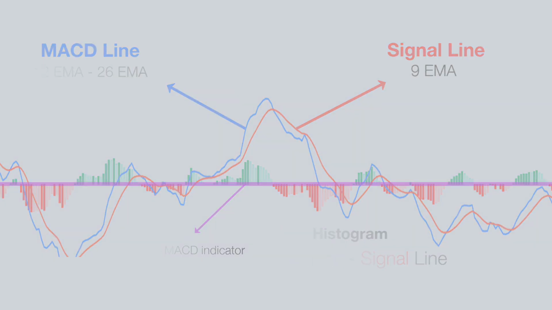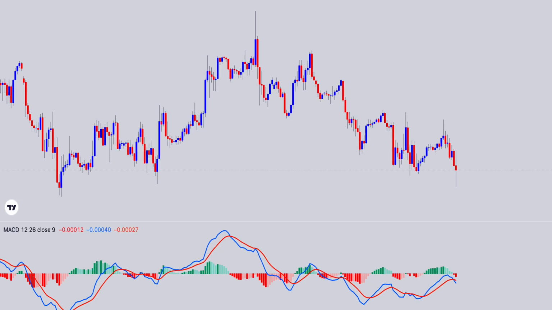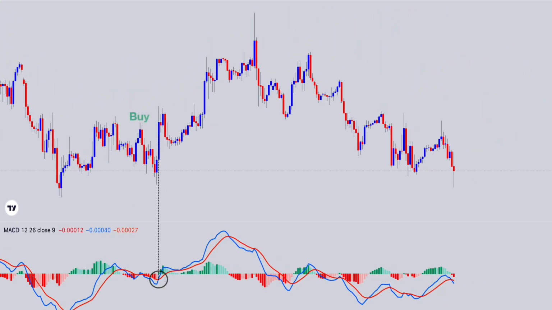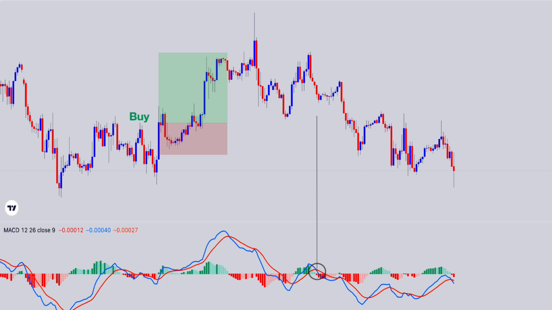Now, how do we use this thing? One of the most popular ways to use MACD is to keep an eye on crossovers. When the MACD line crosses above the signal line, that's often seen as a buy signal, and when it crosses below, that's a sell signal. But here's the catch. That's where most people stop, and that's where they might run into trouble. Using the MACD by itself can sometimes give you false signals, especially when the market isn't trending strongly. That's where some extra tricks come in handy.